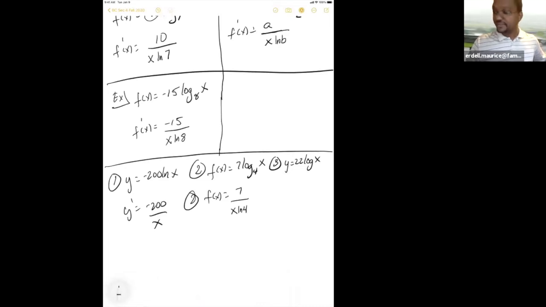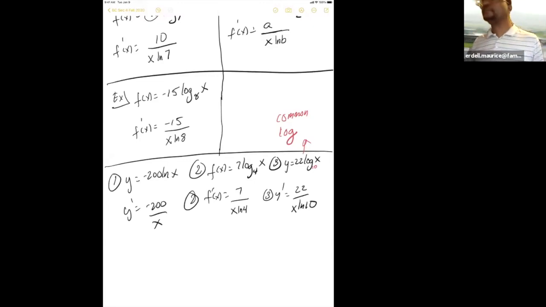Number 3 is a trick question in that you're supposed to know that if I have a log and I don't write the base down, that means the base is 10. This is called the common log. If you have a log and there is no base, the base is 10. If you have ln, then the base is e. And so therefore y prime is 22 over x ln 10. And there you go. And that's your answer right there.